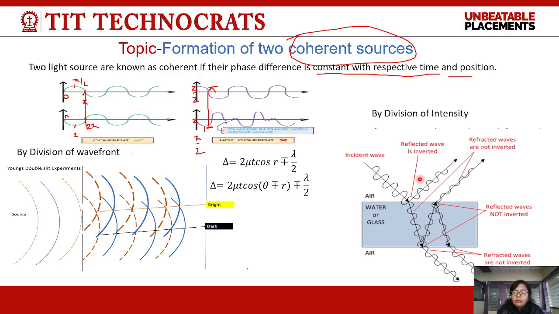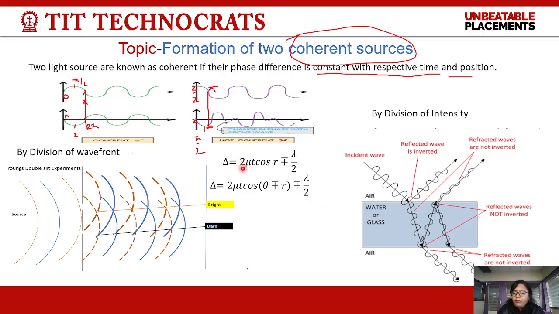So what is the path difference between these two waves? The path difference between two waves is 2 mu t cos r plus minus lambda by 2 for the parallel thin film, and for the wedge shaped thin film, the path difference is 2 mu t cos theta plus minus lambda by 2.